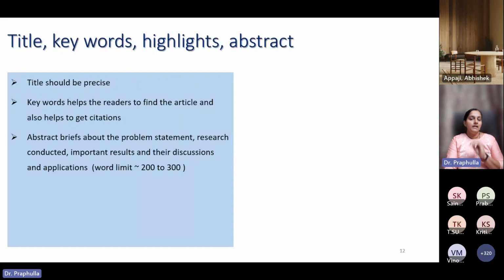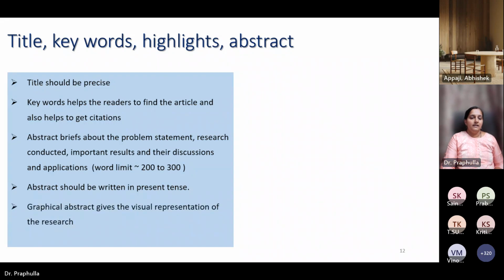So what are highlights? If you write this abstract in a point manner, not too many, maybe some 4 points, then it is highlights. Next, the abstract should be written in present tense. Graphical abstract: some of the journals ask for a graphical abstract.